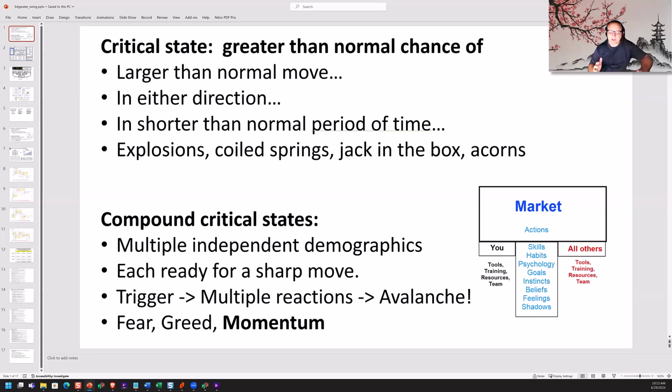Normal rules of behavior no longer apply. Typical divergences or diversifications may no longer apply. And so there are new rules. You could also have a critical state where, imagine a coiled spring that's under tension and under pressure, and it's starting to shake. And as soon as that thing releases, it's going to go.